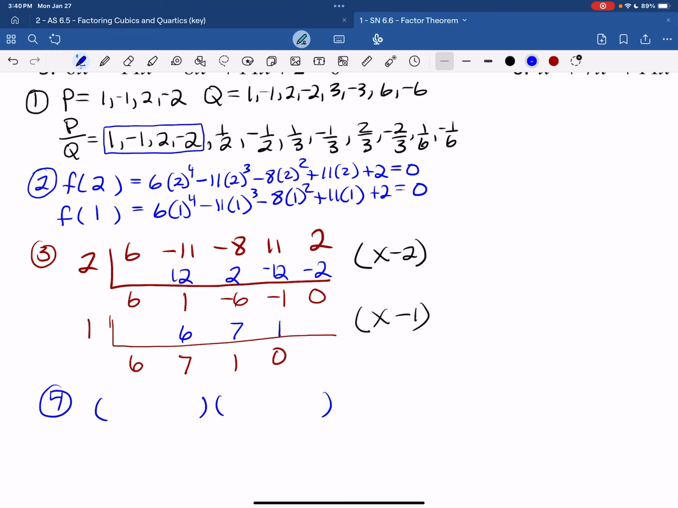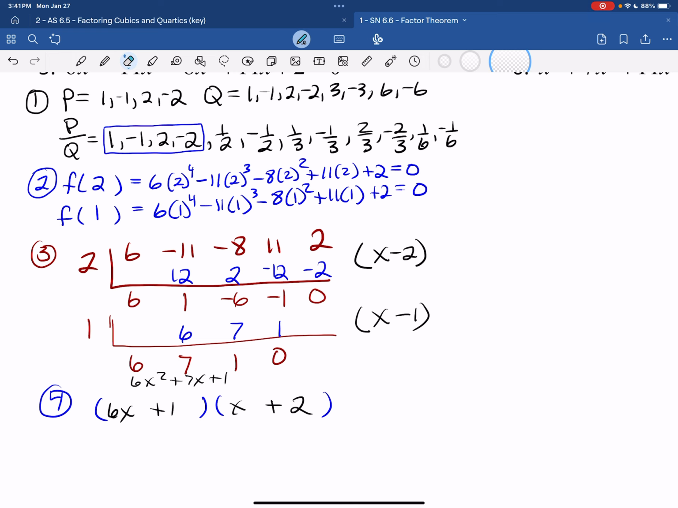Okay, so now I need to factor 6x squared plus 7x plus 1. I'm going to go ahead and write that down. So 6x squared plus 7x plus 1. So I'm going to go 6x plus 1 and x plus 2. I'm going to check my O and my I. Actually, I'm going to have a negative. Nope, I'm going to have the positive.